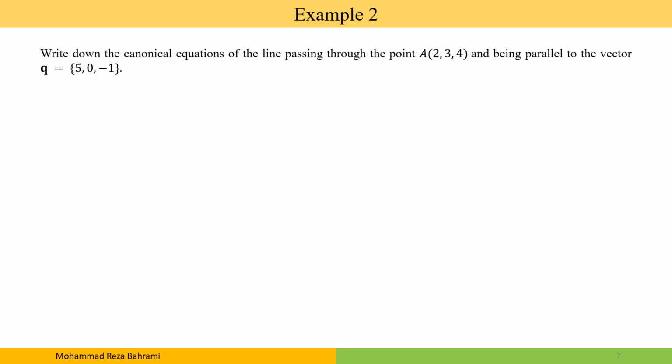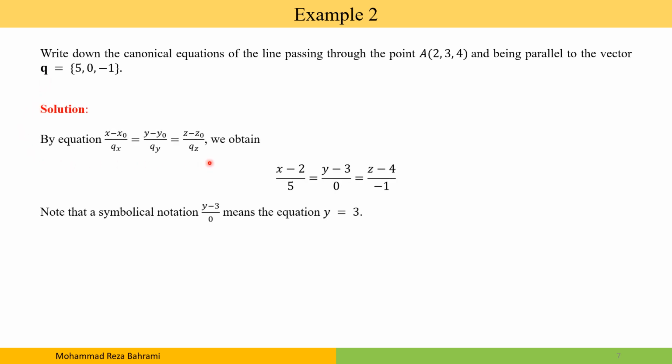Let's see another example. In this case, we want to write down the canonical equations of the line passing through the point A with these coordinates and being parallel to the vector Q. Again we can use the canonical equation form. Simply we can substitute the coordinates of point A into x1, y1 and z1, and the direction vector coordinates are here. So we can get this formula.